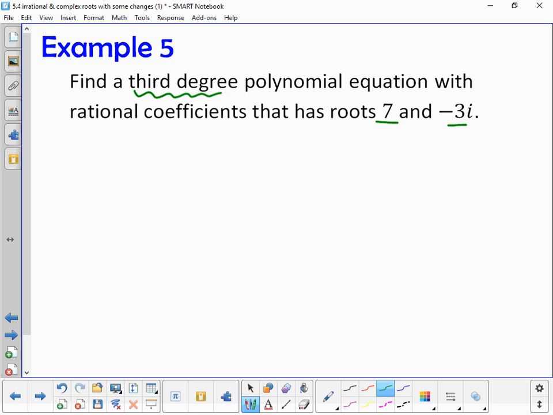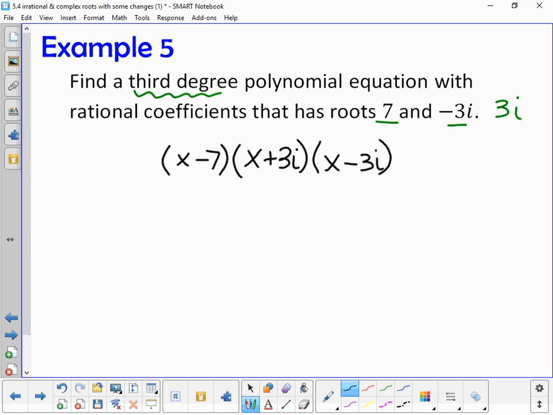I automatically know that because it has a root of negative 3i, it will also have a root of positive 3i. They always come in pairs. So for each of these roots, and I want to write a function here, I can write a factor to go with it. For the root 7, it has a factor of x minus 7. Because it has the root negative 3i, I know it has a factor of x plus 3i. Because it has a root of positive 3i, I know it has a factor of x minus 3i.